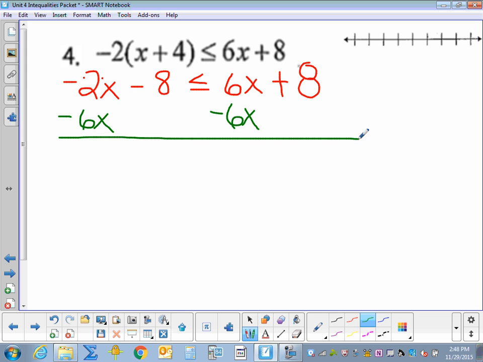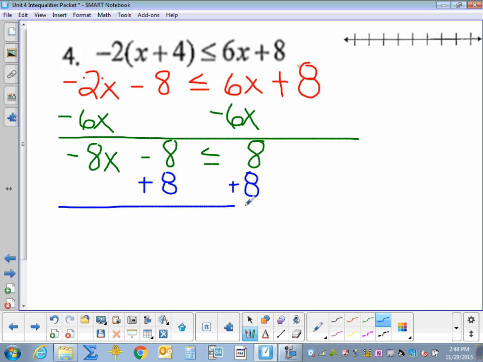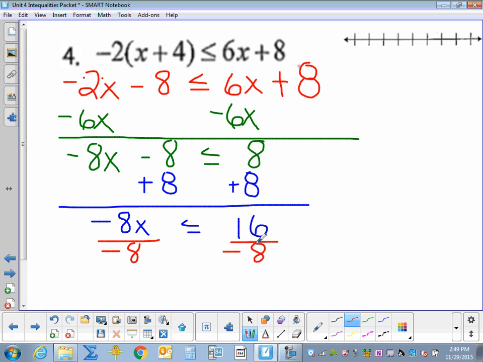So minus 2x plus minus 6x is minus 8x. Minus 8 is less than or equal to 8. Lots of 8s there. Let's add 8 to both sides. And we have negative 8x is less than or equal to 16. So let's divide each side by negative 8. And x on the left, and we have negative 2 on the right. And since we divided by a negative, we flip our sign to greater than or equal to.